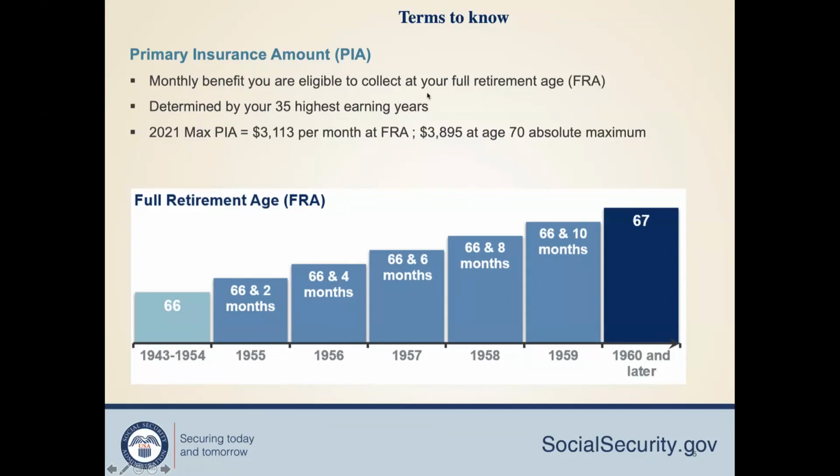How do they determine the primary insurance amount? It is determined by your 35 highest earning years. Let us say you were born here and worked for 45 years, started working at 20 and retiring at 65. Then you have paid tax for 45 years, but the PIA is based on the 35 highest earning years.